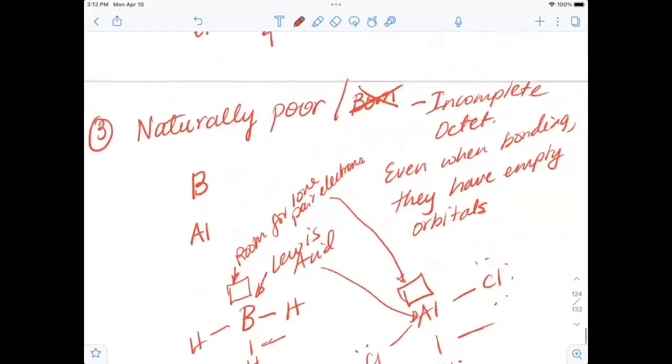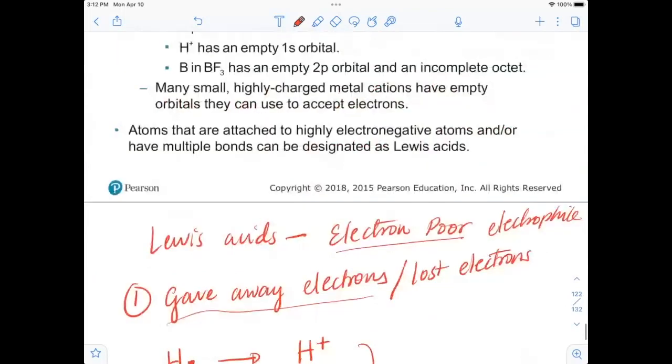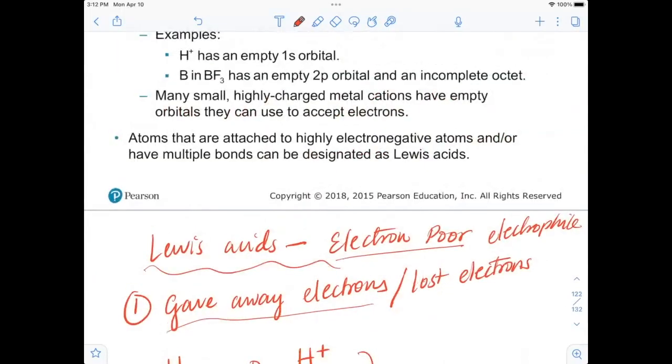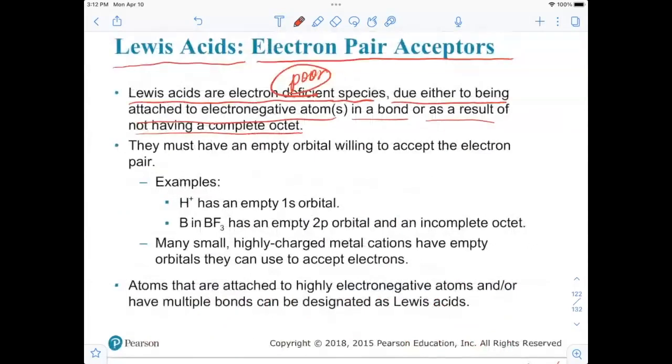Okay. So we've seen three different ways in which Lewis acids are formed, right? How they end up electron poor. It won't be as dramatic as what I've tried to present here, but the Lewis acid must have an empty orbital that's willing to accept the electron pair, or else you have no place to park the electrons, and you can't be a Lewis acid, right? H plus has an empty orbital. It gave up its electron. The boron in BF3 has an empty 2p orbital and an incomplete octet, right? Once it makes that bond with the Lewis base, it becomes complete.